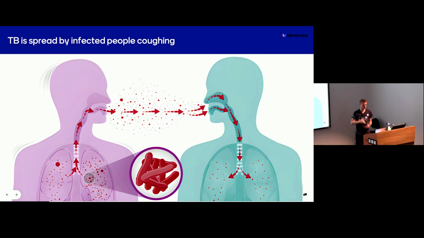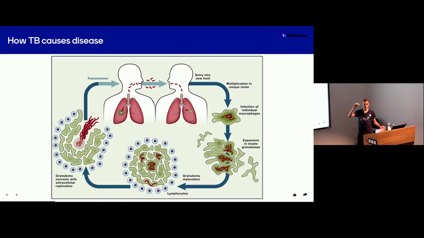And so you breathe in a bacteria in those droplets, and it goes down into the bottom of your lung. And there, a cell from your immune system called a macrophage, which just means big eater, but we're going to call him Mac. Mac will come along, and he will eat the TB. Now, most of the times, Mac will kill TB, and that's all good. But sometimes, Mac will eat TB, and he won't be able to kill the bacteria. And then the bacteria will be able to grow and make more bacteria.